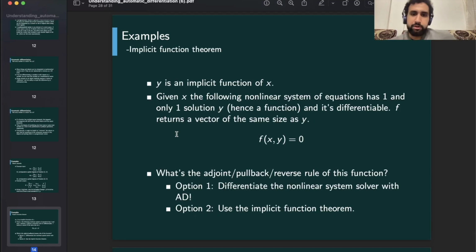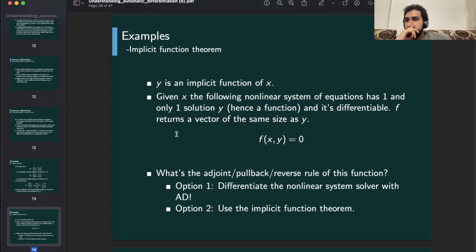Now, another example, which I also highlighted earlier, is the implicit function theorem. So let's briefly go over what that means and why it's a good use case for defining rules. The implicit function theorem basically has to do with implicit functions. So what are implicit functions?